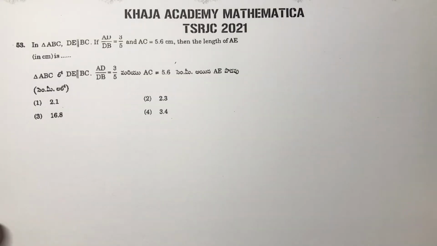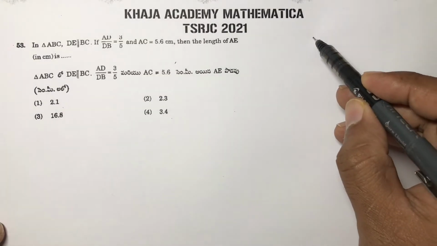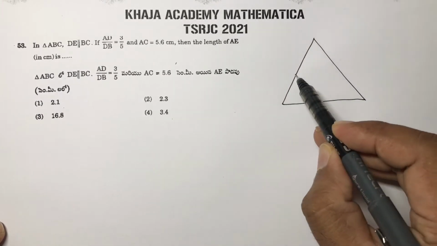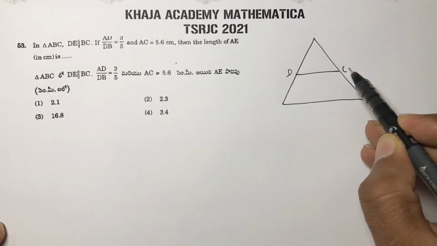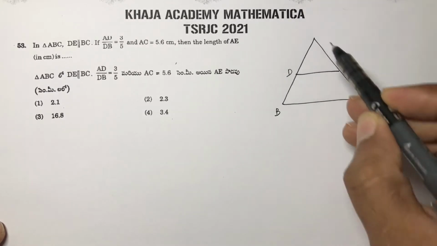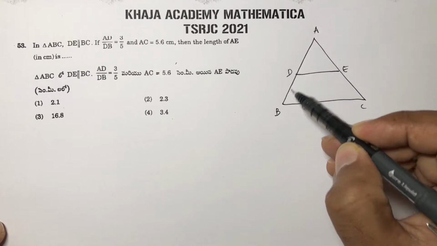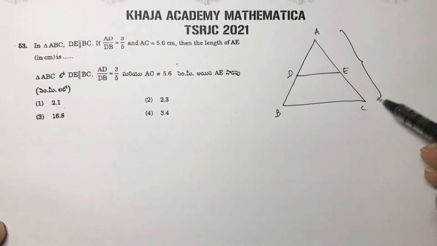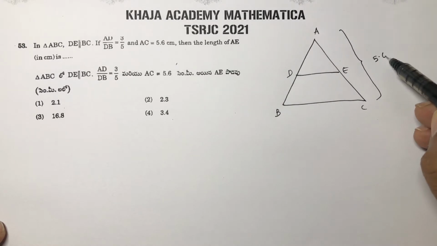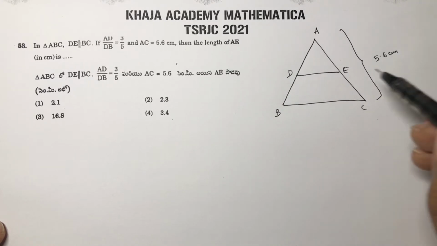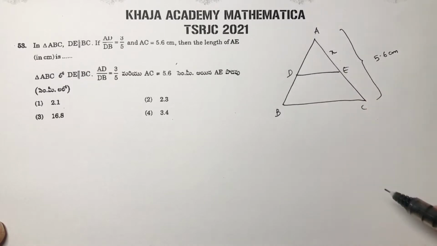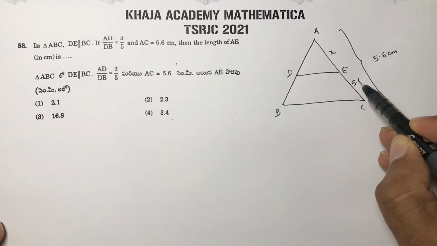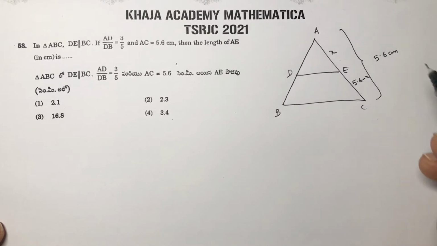In triangle ABC, DE is parallel to BC, and AD by DB is 3:5. Total AC is 5.6 centimeters. So we need to find AE. So AE is considered as X. So EC will be 5.6 minus X.